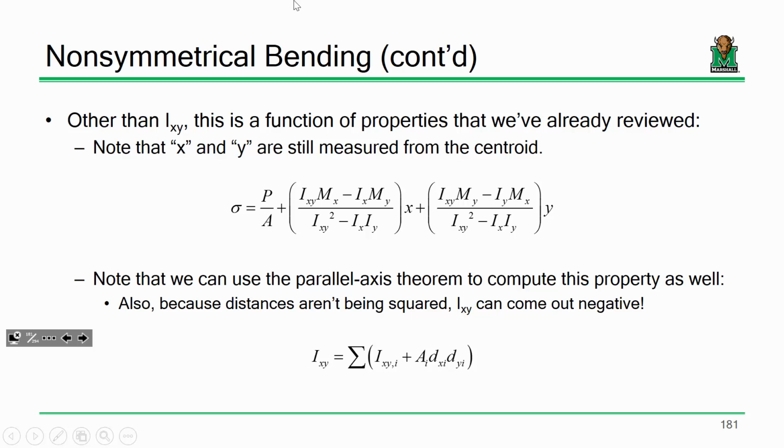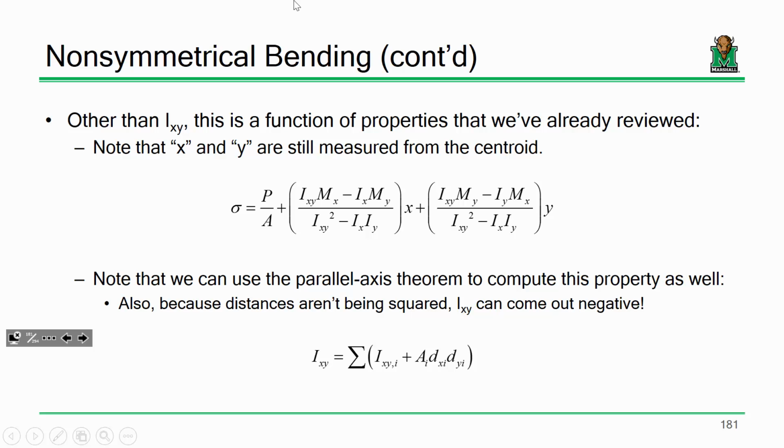The only thing that's a little new is IXY, which is that product of inertia. Now, we can use the parallel axis theorem as well. Remember the sum of I plus A D squared? Instead of doing D squared, because we're doing distances about the x-axis and distances about the y-axis, it's pretty much the same, but the format's a little different. The only thing I will point out is, when we calculate a moment of inertia, it comes out to be like 400 inches to the fourth or 600 inches to the fourth. Because of what we're doing here, it's very possible that IXY comes out negative. So don't freak out if you get a negative number.